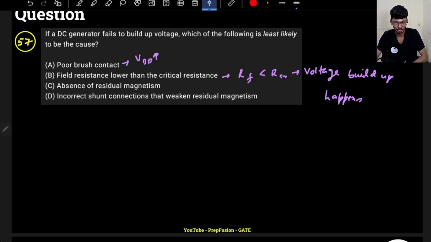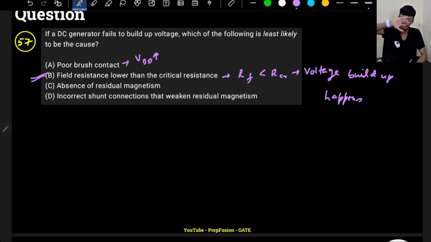But let's read the other options. No residual magnetism. Of course, if there is no residual magnetism, there will be a problem in voltage buildup. Incorrect shunt connections that weaken the residual magnetism. Again, incorrect field polarity, this also we have discussed. So only option B is correct, because if the field resistance is lower than the critical resistance, then of course voltage buildup will happen. It is not like voltage buildup will not happen. I hope you have understood this point.